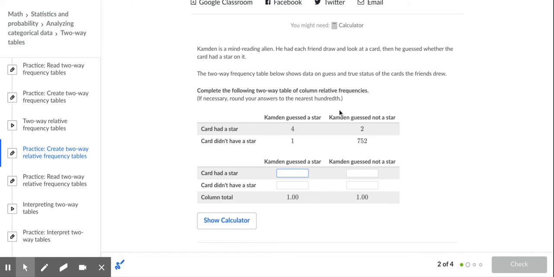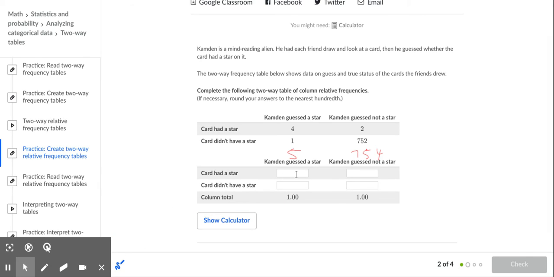we have the data. Okay, so we are going to add in this direction because the ones are down here. So we're adding in this direction. So we have 5 and 754. Way more times it wasn't a star. He only got it wrong 3 times. That's interesting. Okay.